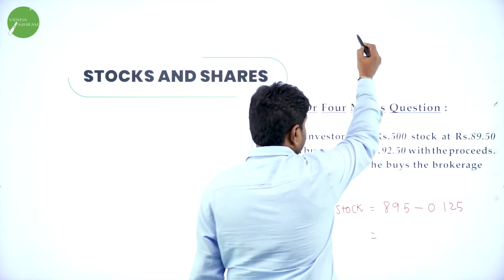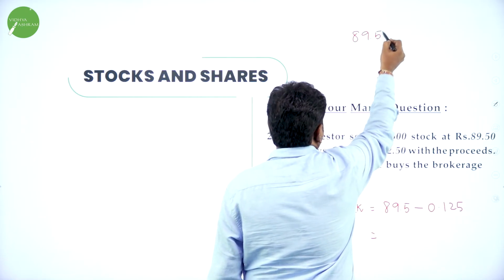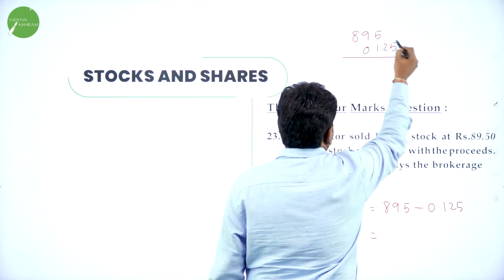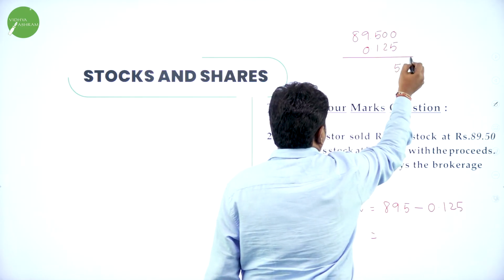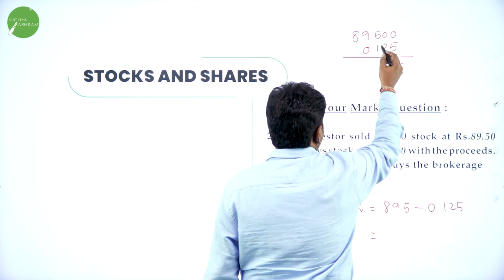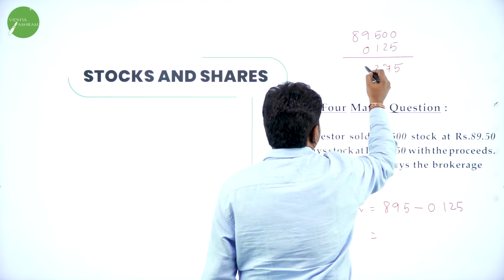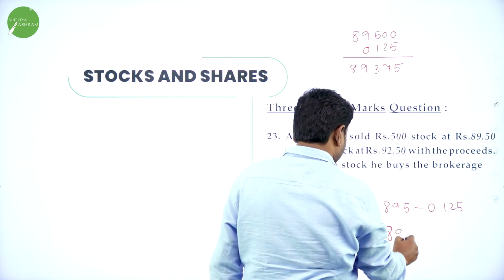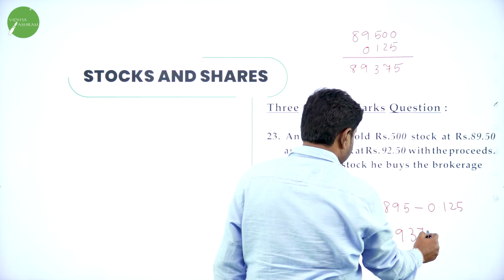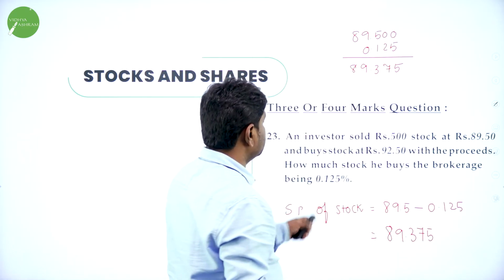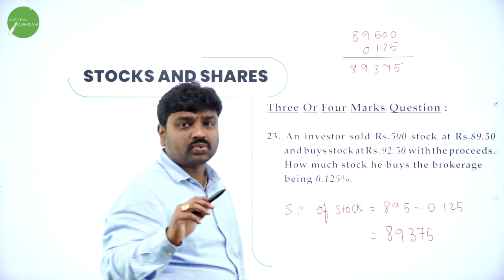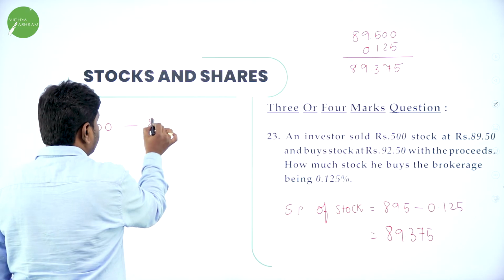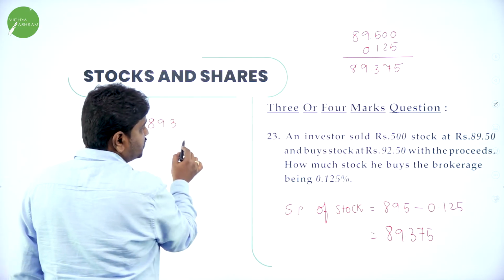The selling price is 89.5 minus 0.125. So subtract this. This is 0. 10 minus 5 is 5. 9 minus 2 is 7. And 4 minus 1 is 3. So 89.375. 89.375 is his selling price. Dear students, he is selling 500 rupees worth stock. See, for 100 rupees stock, he will get an amount of 89.375.